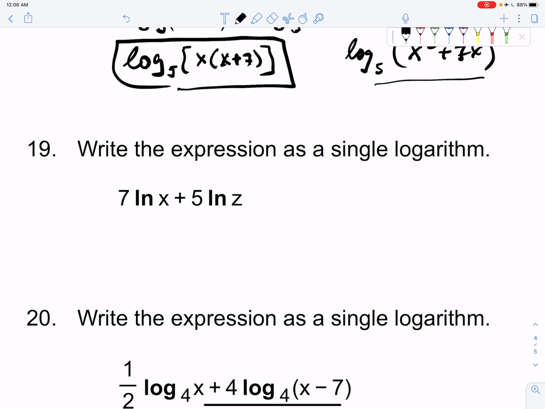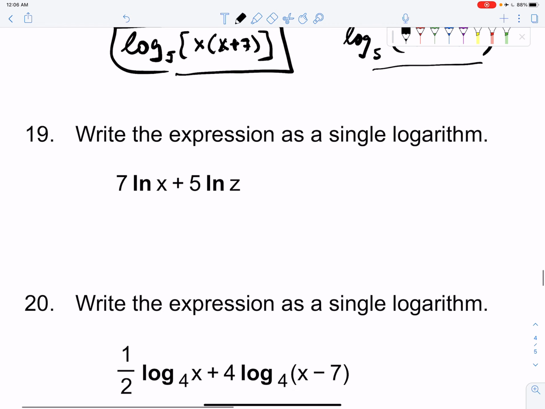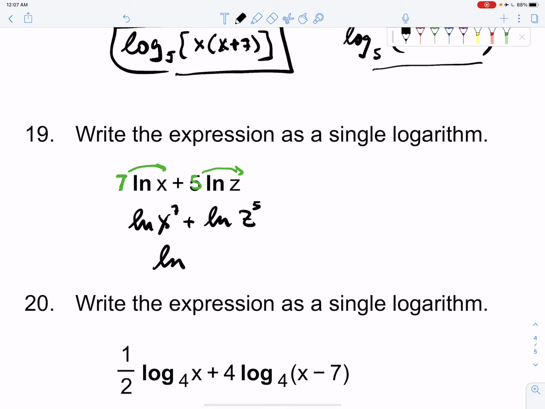So anyways, write the expression as a single log. Okay, the natural log is log base e, so we know the bases are the same. Before we actually apply the product rule, we are going to really want to rewrite these as exponents. So now we've got the natural log of x to the 7th plus the natural log of z to the 5th. Now we can write it as a single log. That's going to be, wow, that's going to be the natural log of x to the 7th times z to the 5th. That's writing it as a single log.